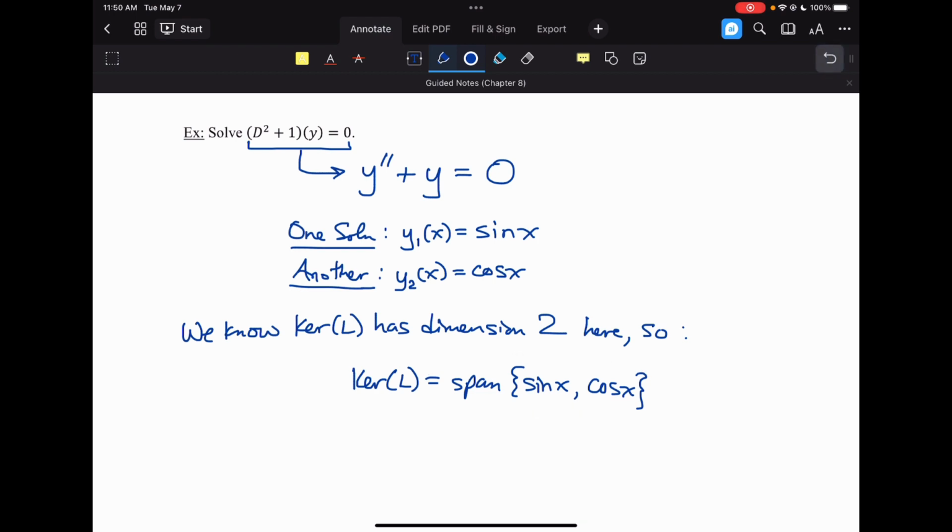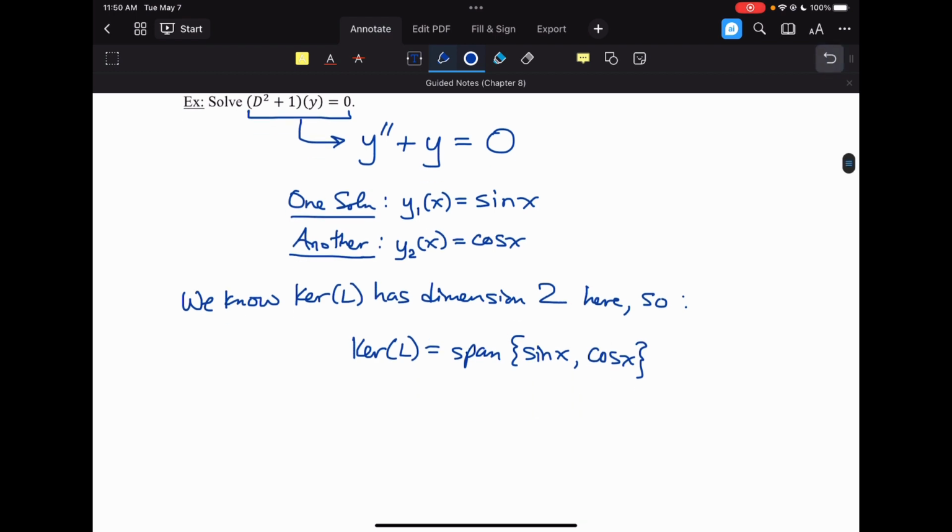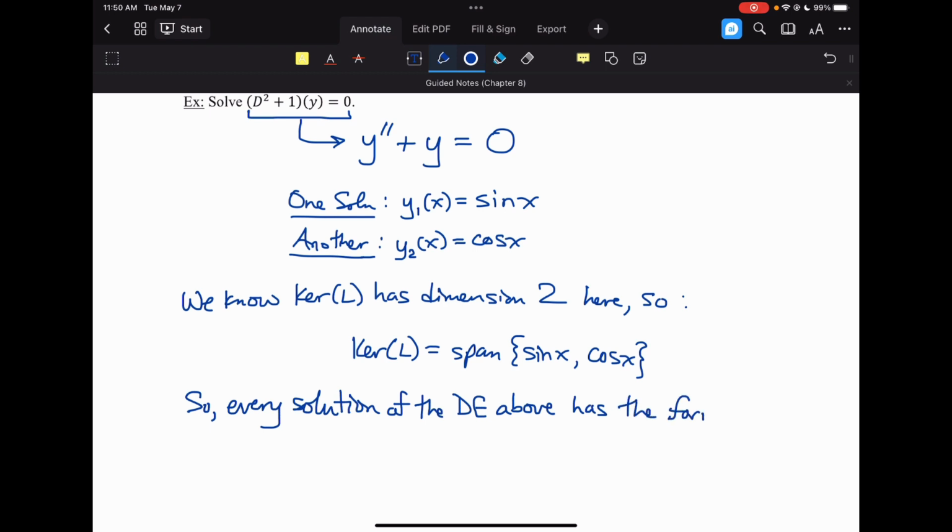So we can go ahead and set up that linear combination to get the general form of our solution. So every solution of the differential equation above has the form y of x equals c1 times sine of x plus c2 times cosine of x.